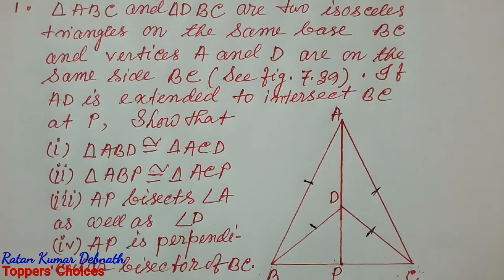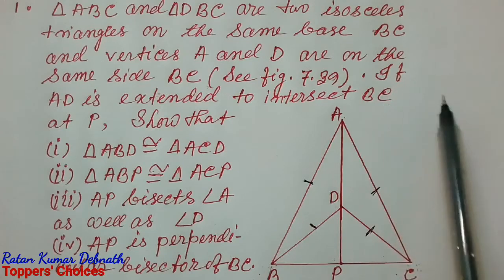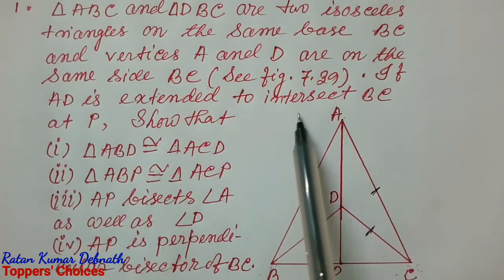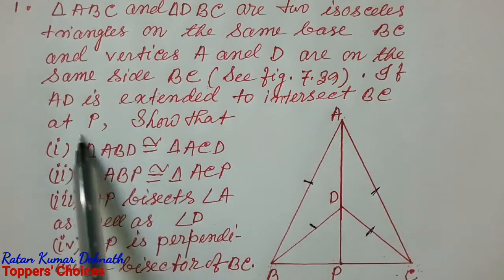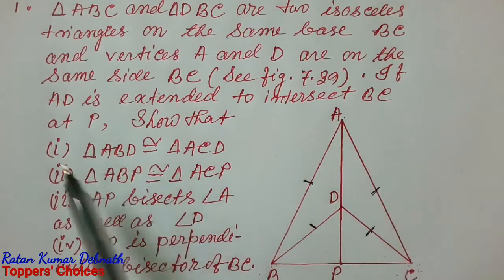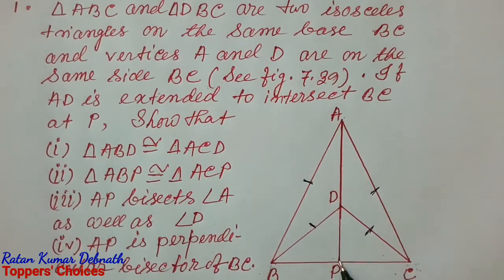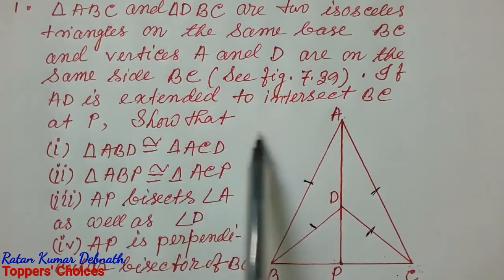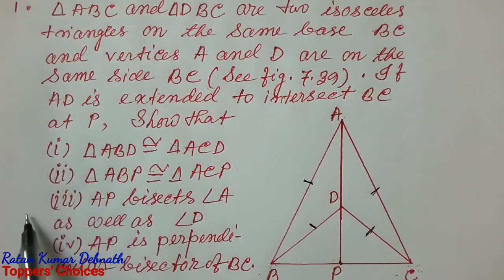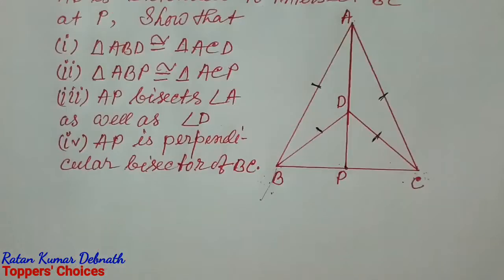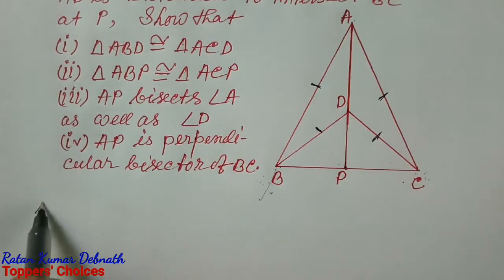And the vertices A and D are on the same side of BC. We observe that both the vertices A and D are on the same side of BC. If AD is extended to intersect BC at P, look, this line, that is AD. So extended AD intersects BC at P. We have to prove these 4 things.